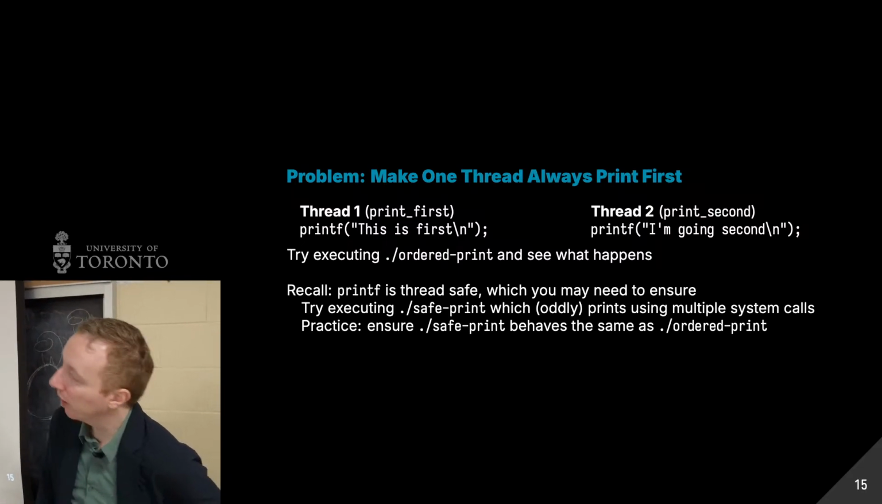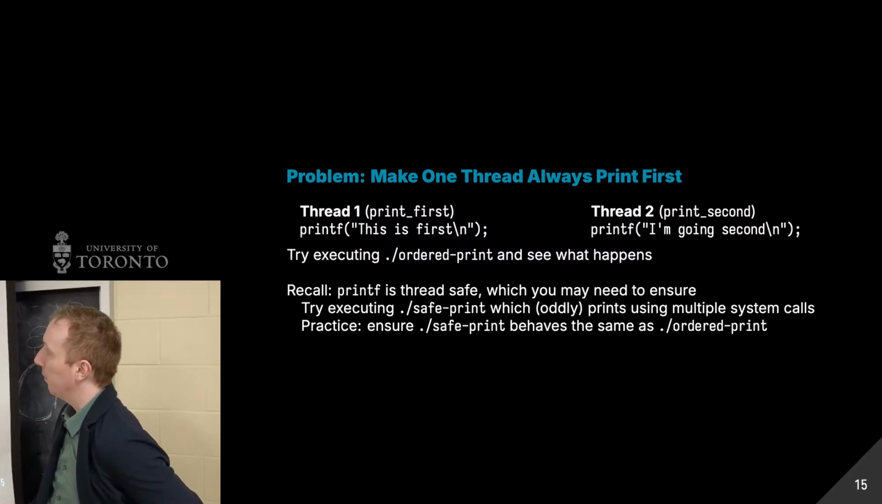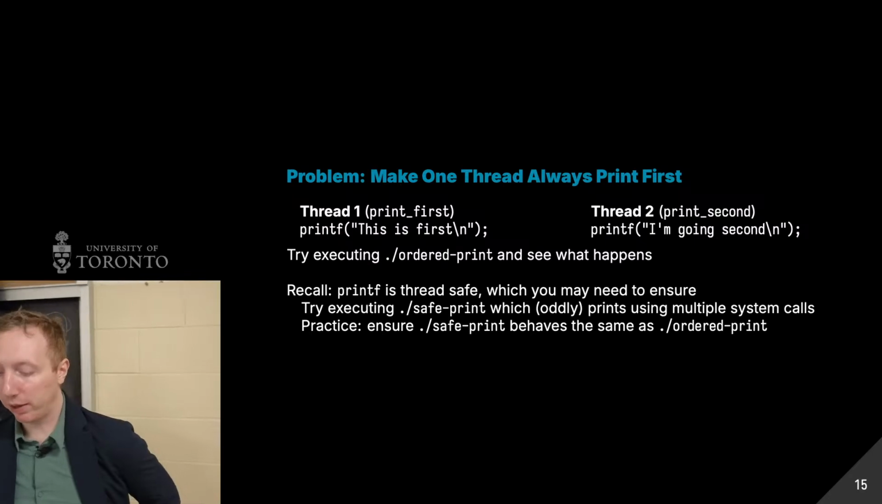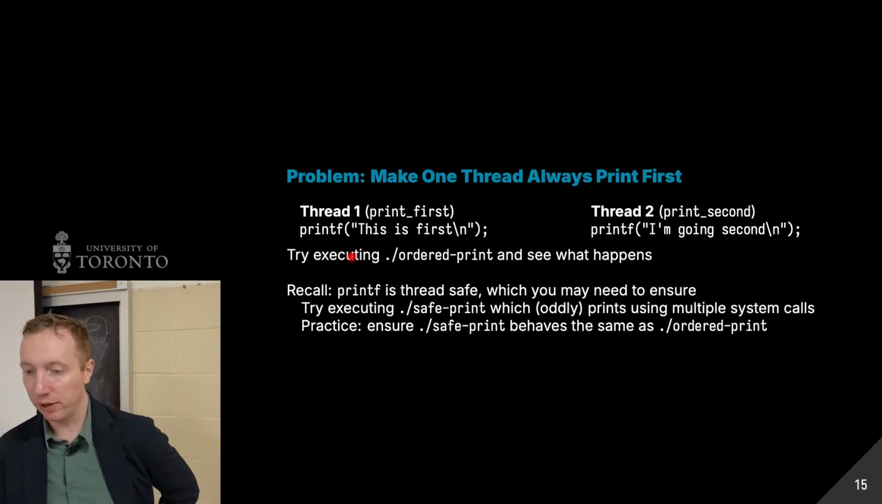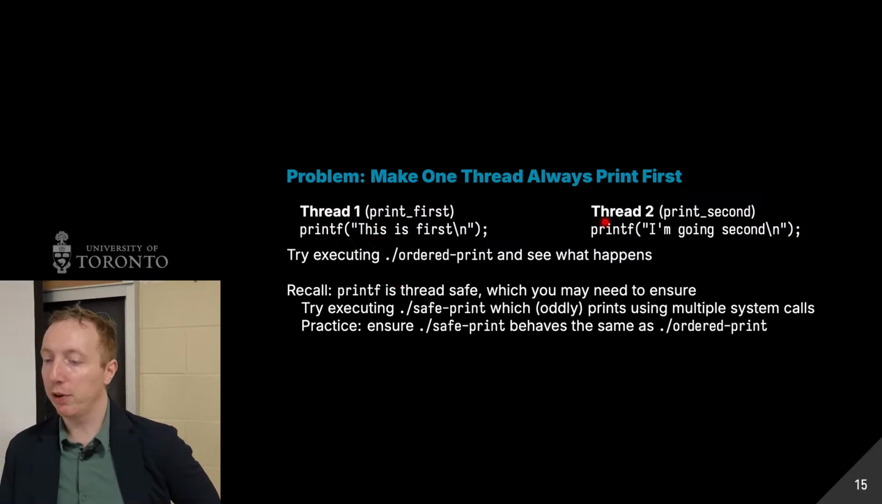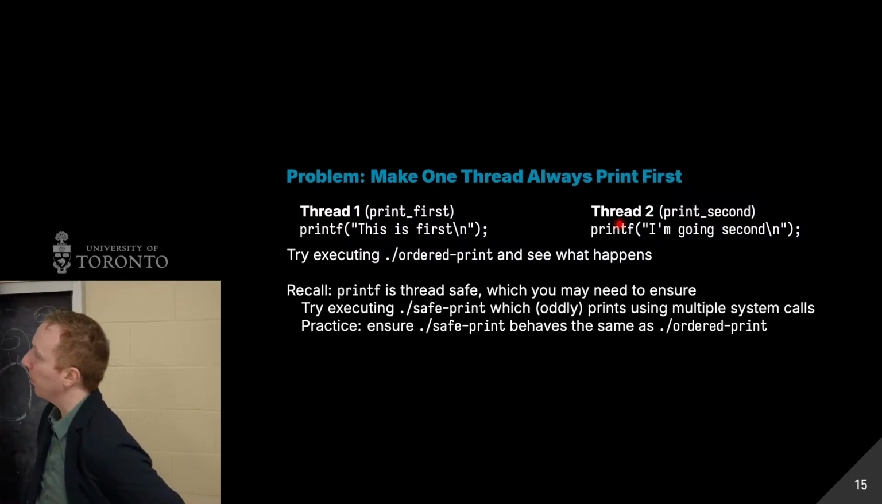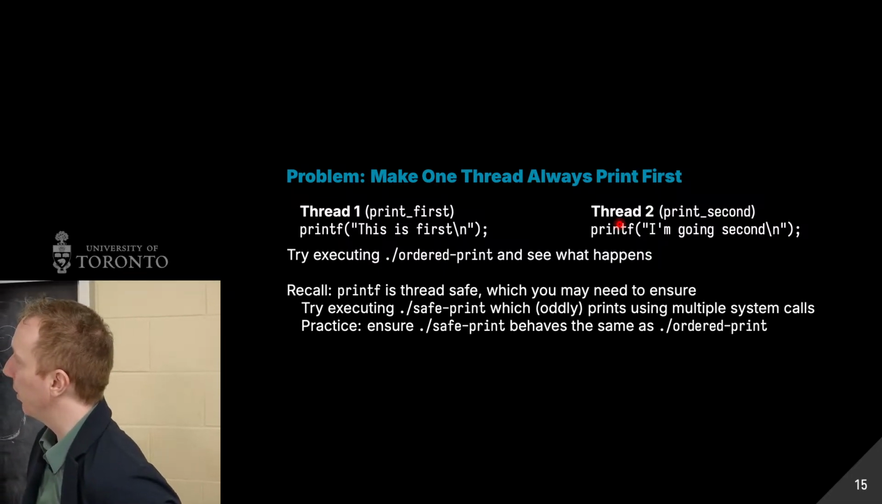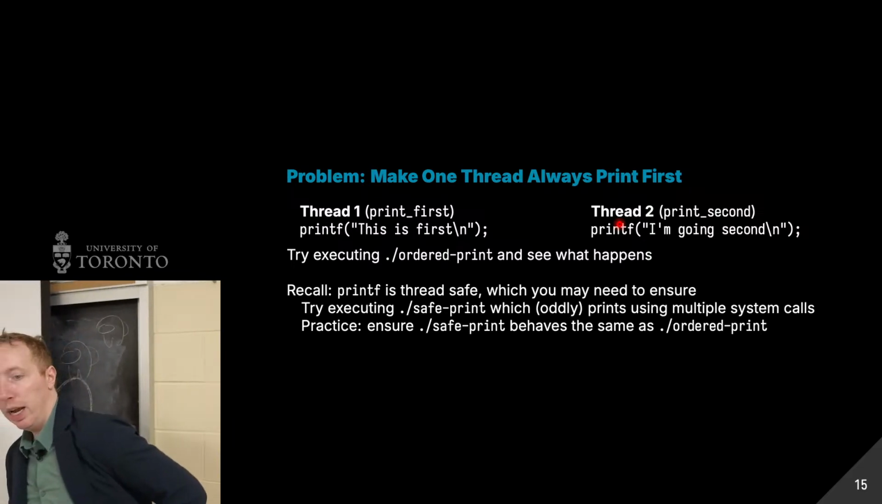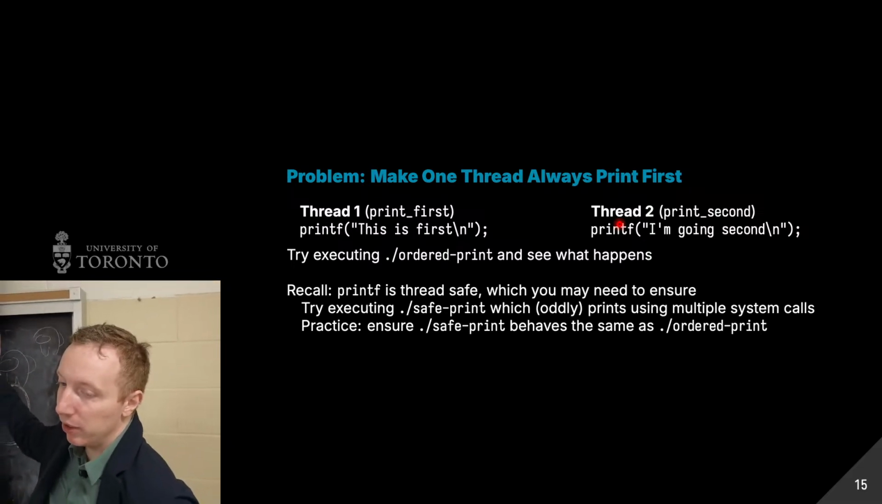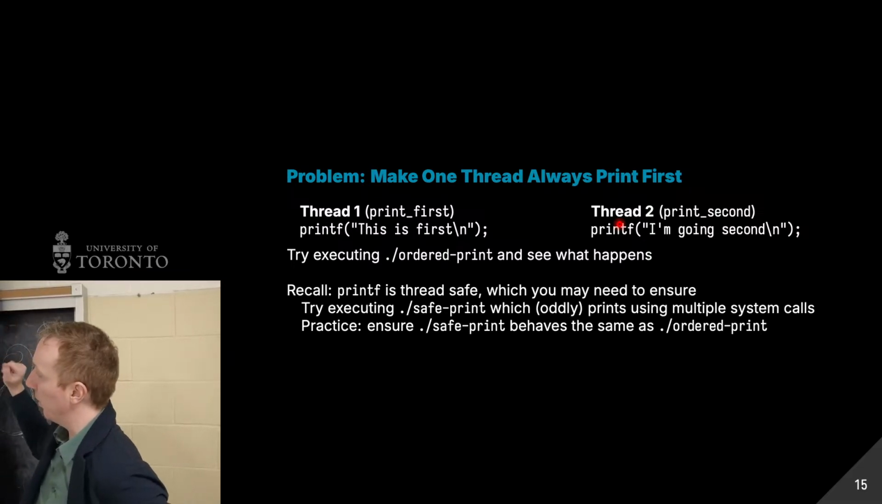So let's have this problem where we have two threads. Thread 1 is executing this function called print first, and it prints off "this is first." Thread 2 runs this function called print second, where it prints off "I'm going second," and we want thread 1 to always go before thread 2.